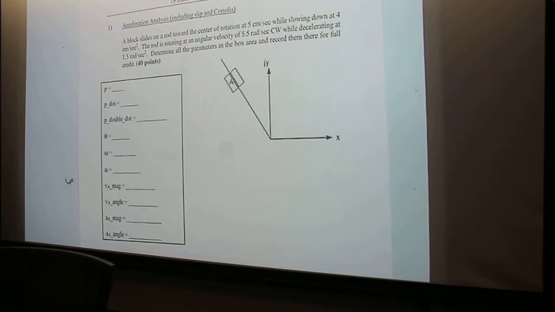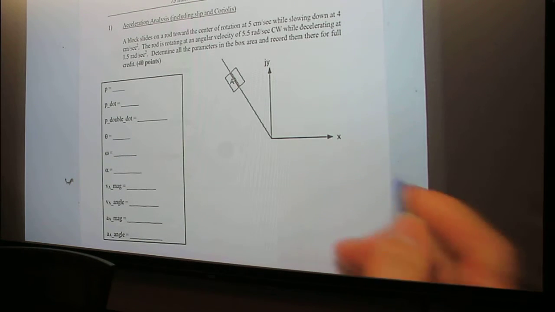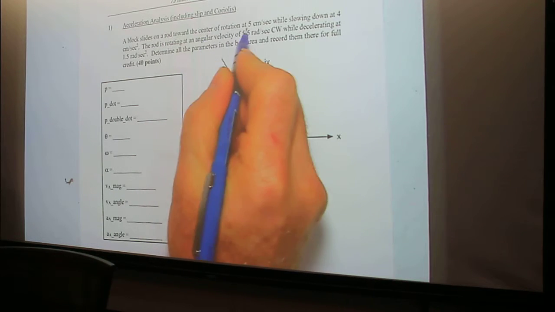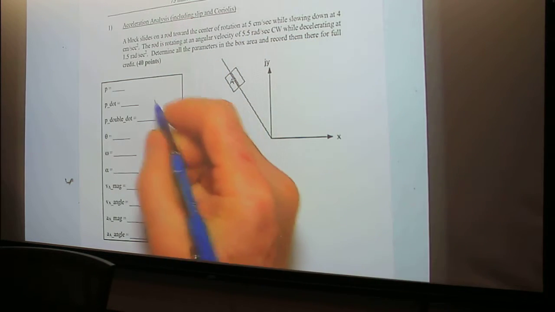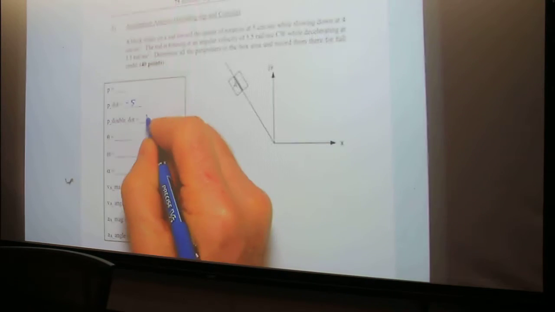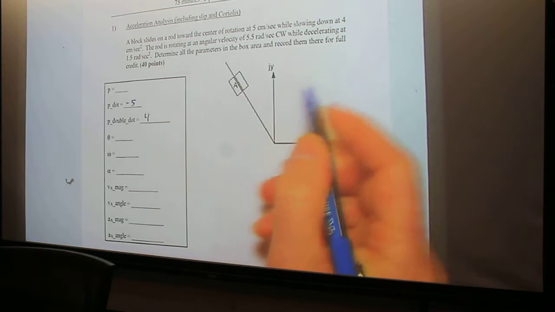Problem here, there were a couple of versions of this. So on this, it says a block slides on a rod toward the center of rotation at 5. So this right here means that this is -5. While slowing down, which means that this here is 4.